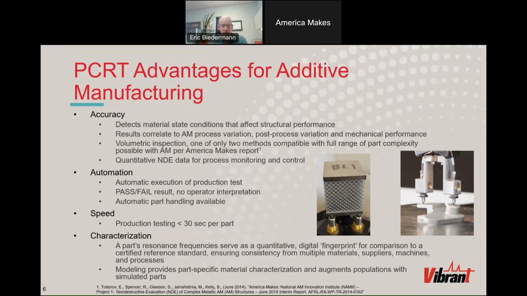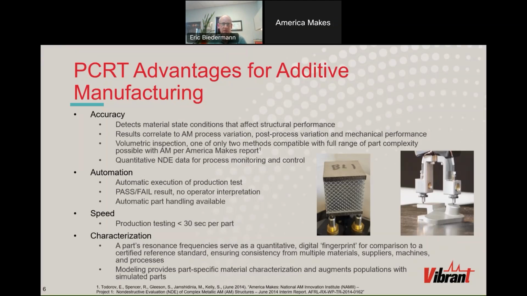And speed is another hallmark of the method. Pass-fail production testing typically requires less than 30 seconds per part. Often it can be accomplished in as little as 5 or 10 seconds. So it's a very, very fast method that allows rapid 100% inspection of full part populations.